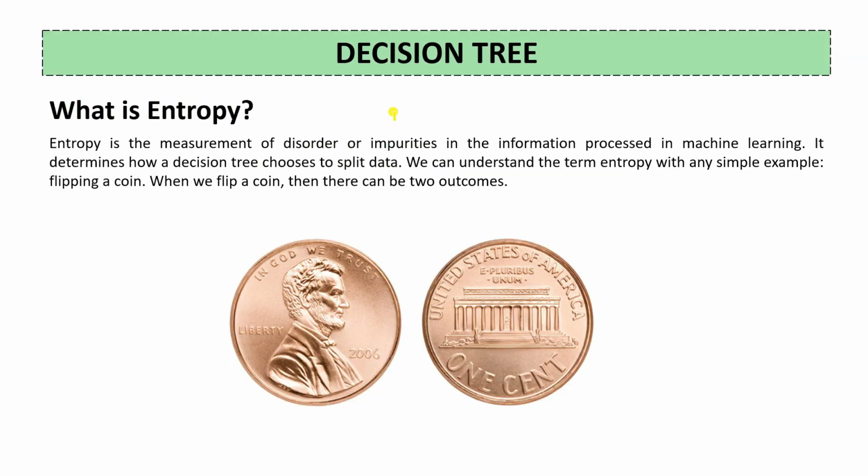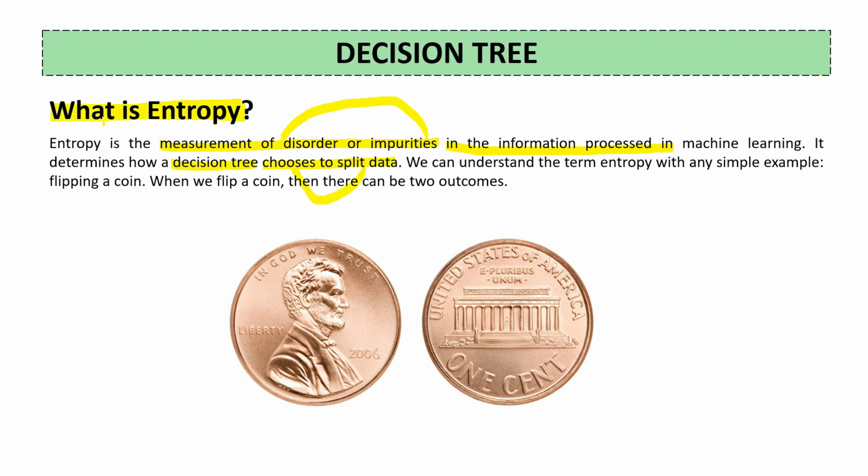Now, what is entropy in decision tree? Entropy is the measurement of disorder or impurity in the information process in machine learning. It determines how a decision tree chooses to split the data. So in entropy we have two things: one is checking for the disorder and the impurity, and also choosing how to split the data. That's called the entropy in decision tree.